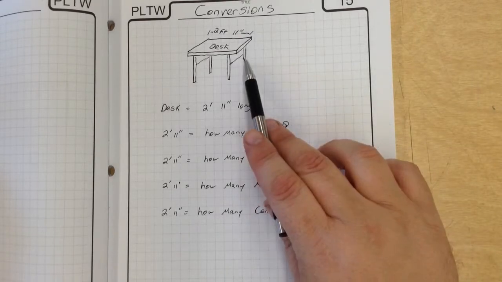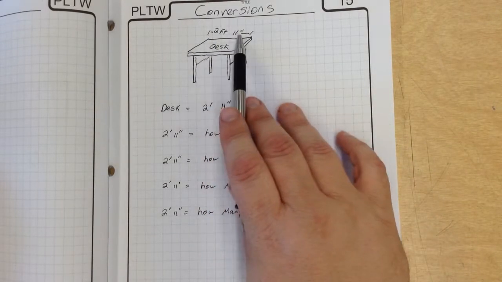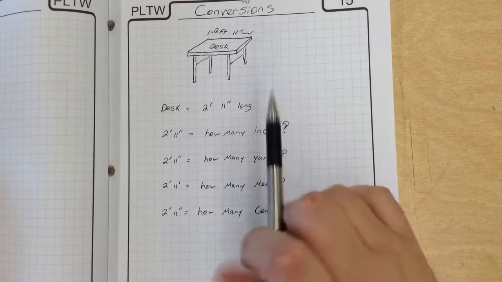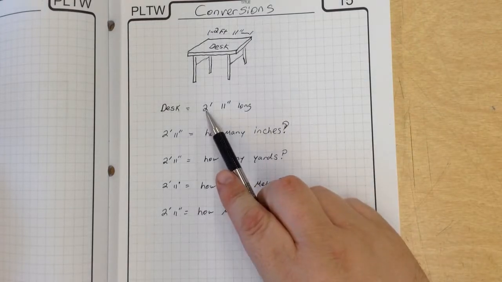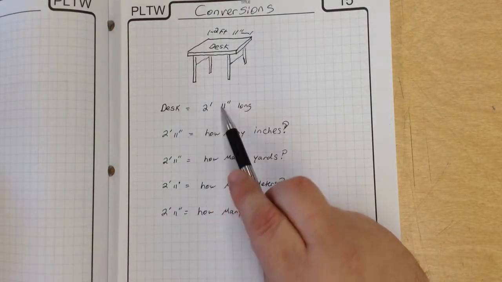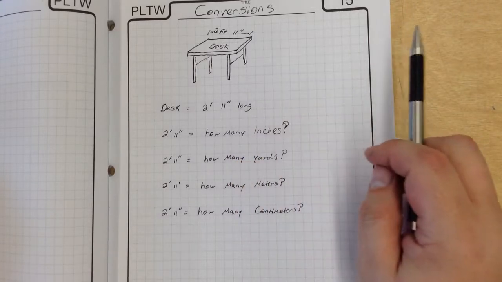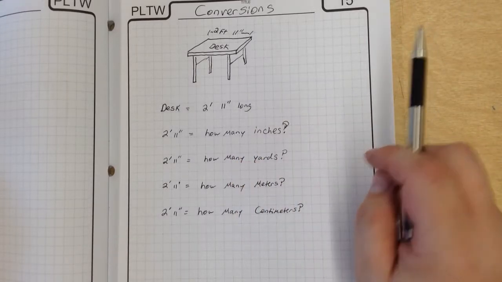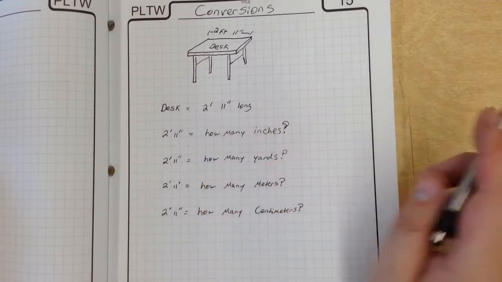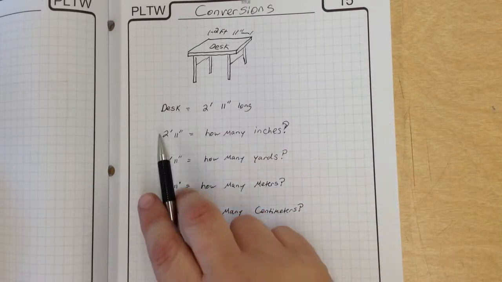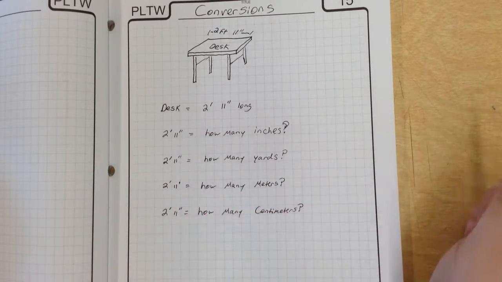So let's say we have a desk which is 2 feet and 11 inches long. Now, as you've learned from a previous video, 2 with 1 hash mark means feet, 11 with 2 hash marks means inches. So the first thing that we need to do is standardize this. And that's our first question. 2 foot 11 is how many inches?